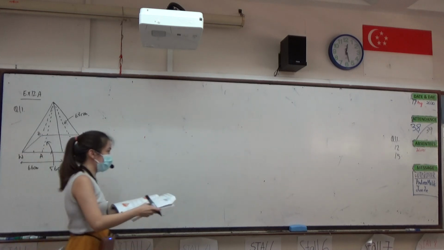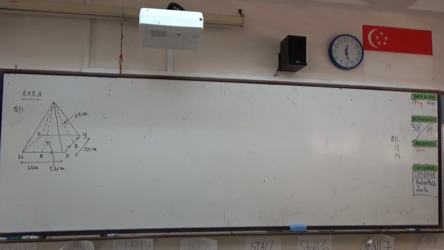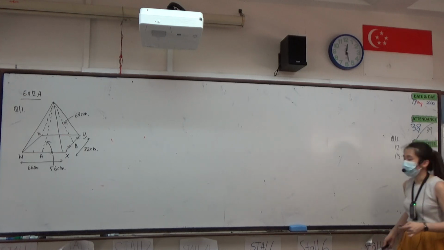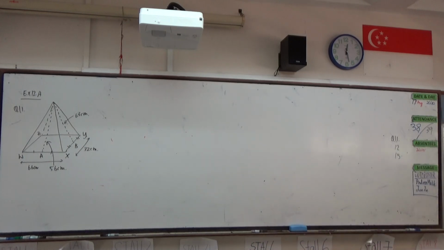Okay, I don't require you to draw the net of the pyramid, but you may find it helpful. How the net will look is actually the same as what you see in Example 6 in your notes. So in this question we want to find the total surface area.